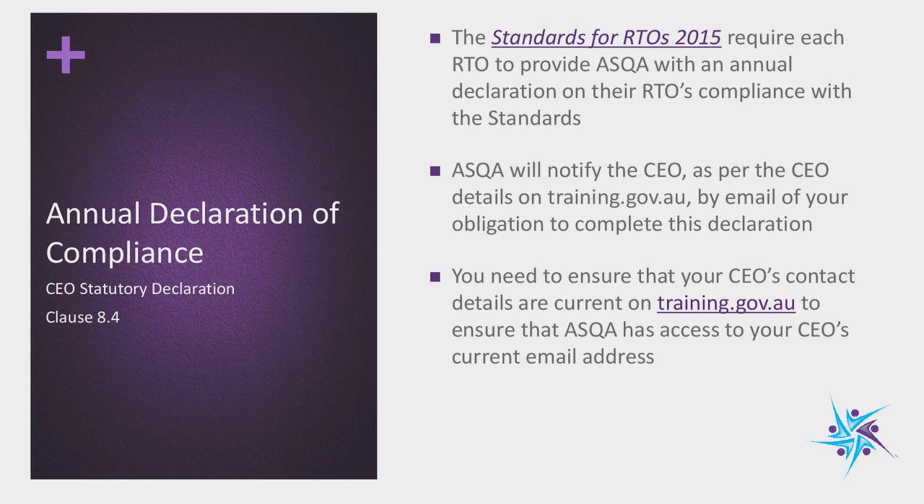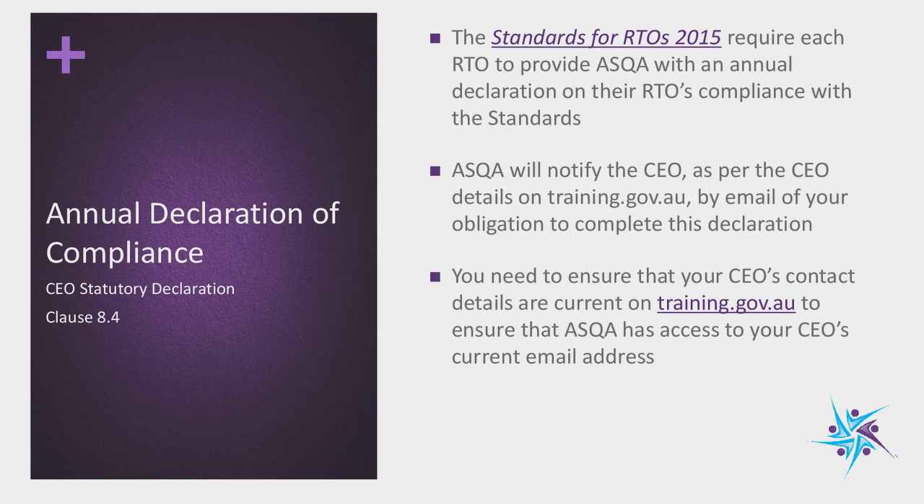So what you need to do, because we know we've got clients who have received this notification from ASQA: if you have not received the notification from ASQA, go on to training.gov.au and check that your CEO's contact details are correct, because it could be that you have changed the details of the CEO, the email address has changed, or there may be other contact details that have changed, but the main one is the CEO.